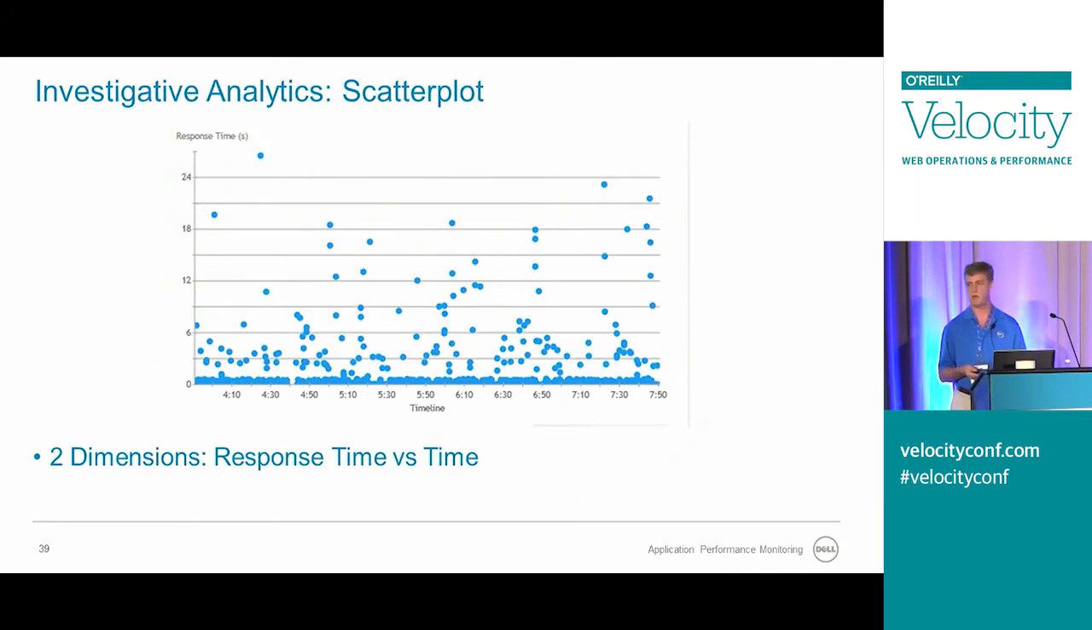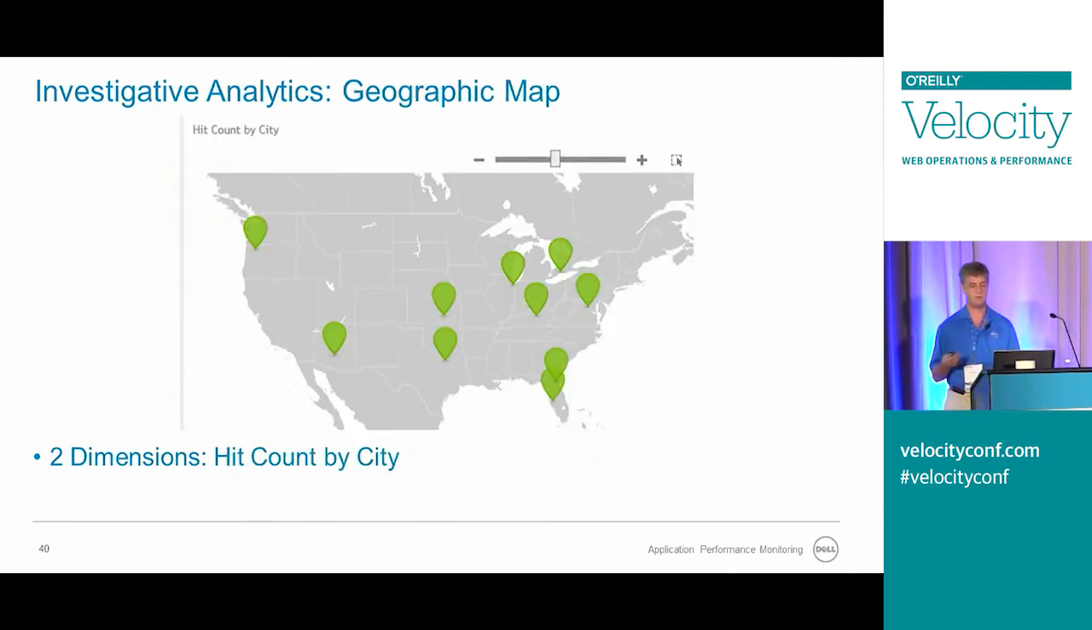So like here's a scatter plot. We're really talking about 2 dimensions here. A lot of valuable data. You can see the outliers, but you're talking response time versus time here. Geographic map, same thing. Here, hit count by city. Okay, you could argue maybe 3 dimensions: latitude, longitude, and hit count.